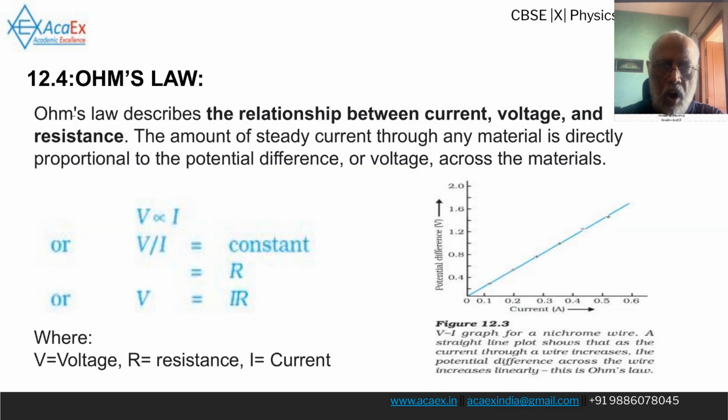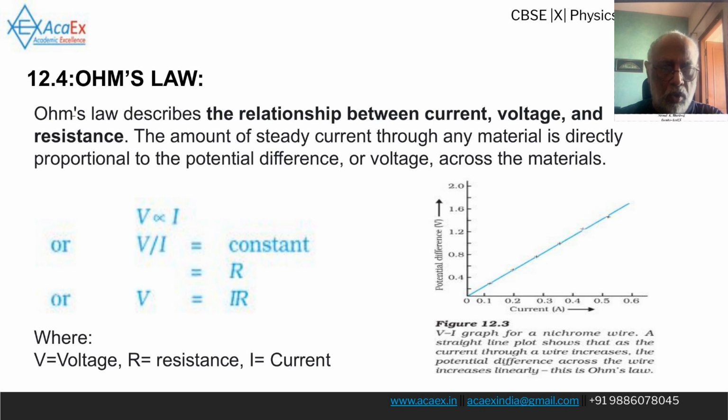Ohm's law. Ohm's law describes the relationship between voltage, current, and resistance. It states that the steady current flowing through a material is directly proportional to the potential difference, or voltage, across it. This is expressed as voltage is directly proportional to current. This means voltage divided by current is a constant value, which is the resistance, R. This gives us the formula, V equals I times R. The slide also shows a graph of potential difference versus current for a nichrome wire.